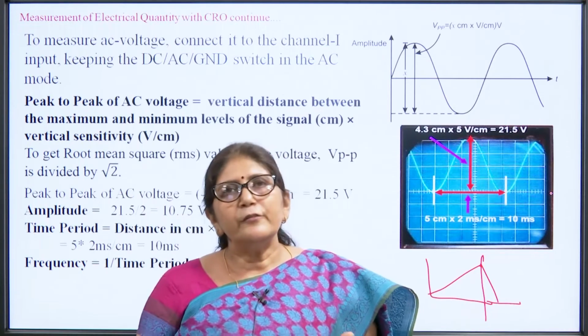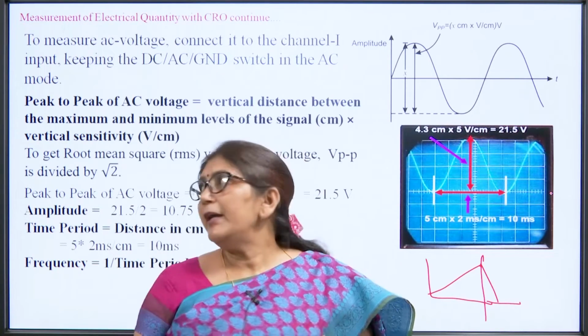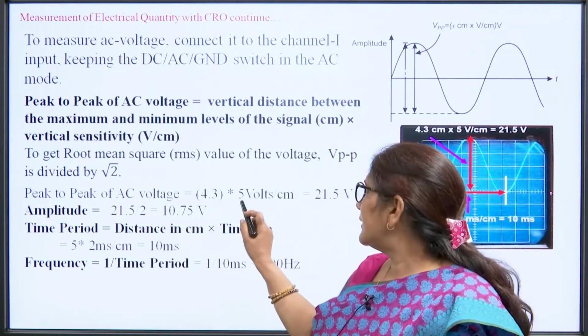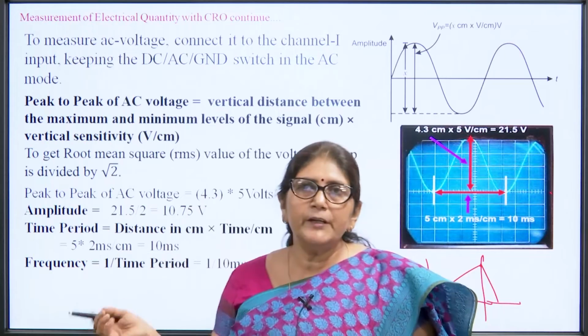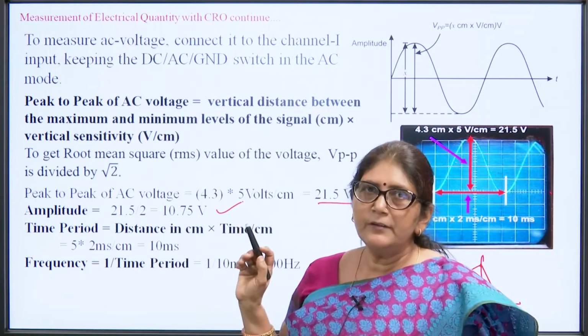We can also find the root mean square value by dividing the peak to peak voltage by root 2. So, the peak to peak voltage of this signal is 21.5 volts. The amplitude we can find by dividing this by 2. So, this is the amplitude of the signal.